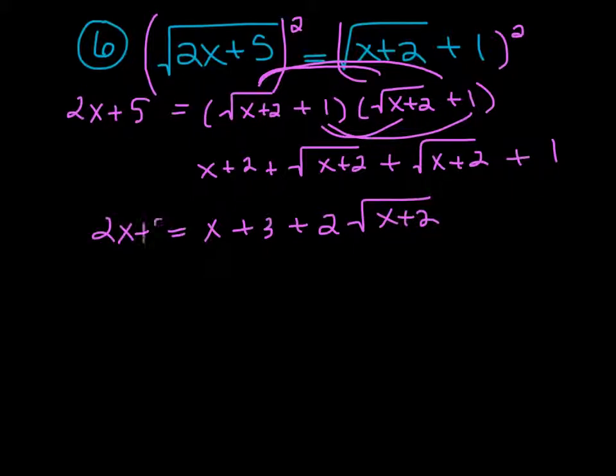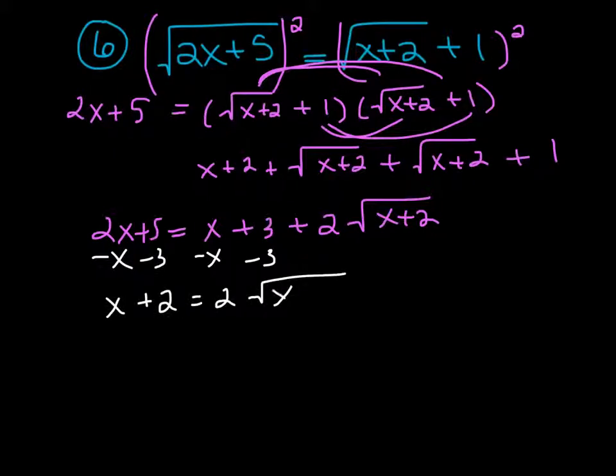Now I'm trying to isolate my radical, so I'm going to go ahead and move everything else to the other side. I'm going to subtract x, subtract 3, and then divide by 2.